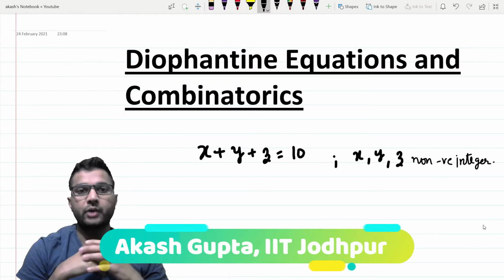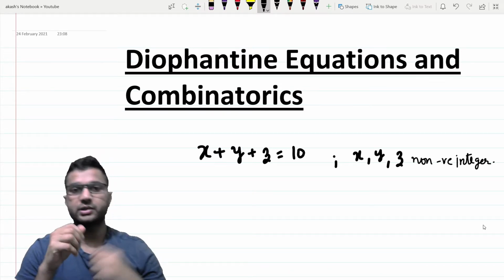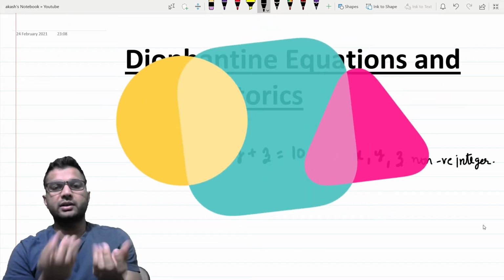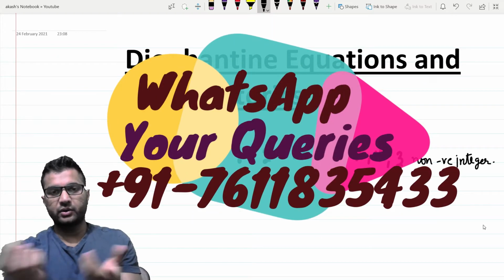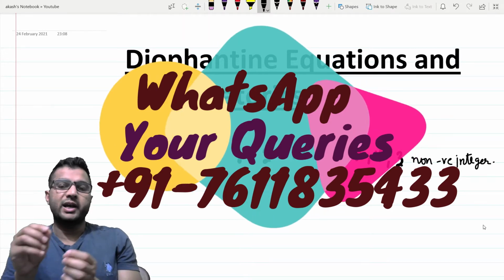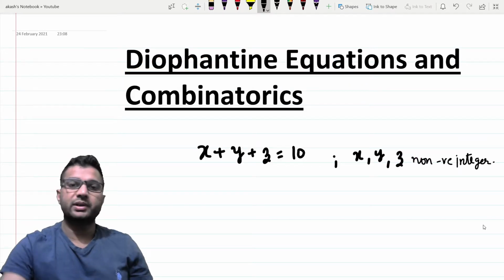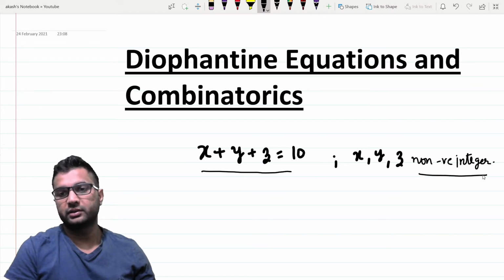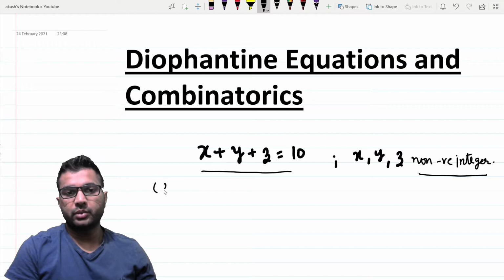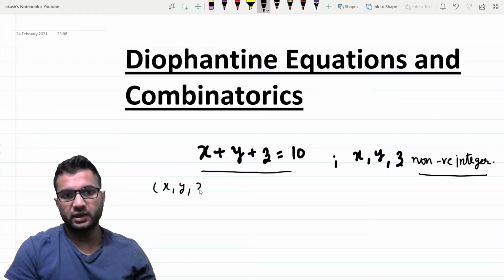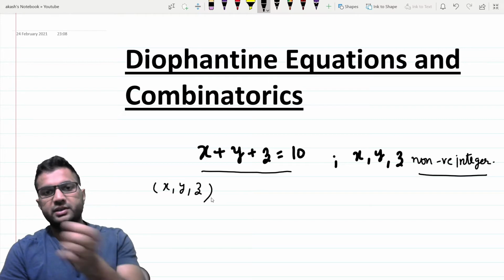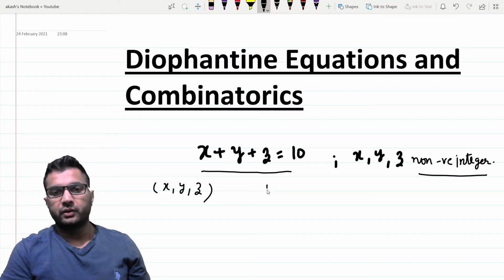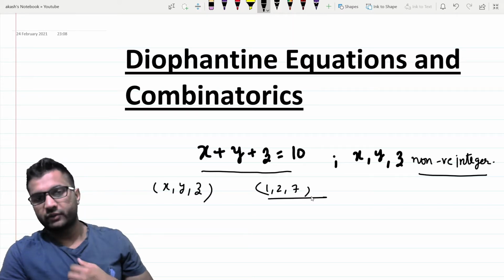So guys, we are going to talk about Diophantine equations and combinatorics applications today. Diophantine equations are equations in variables x, y, z or something else, where x, y, z are essentially integers. For example, in this question, I have an equation x plus y plus z is equal to 10, where x, y, z are non-negative integers. I need to find the number of such solutions where the sum of these three integers is equal to 10. For example, 1, 2, 7 is one of the solutions. So how many such solutions can we find?